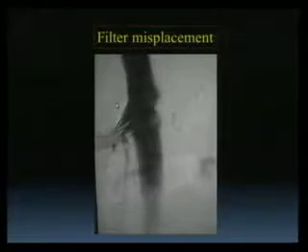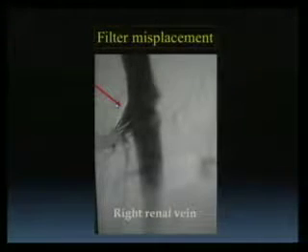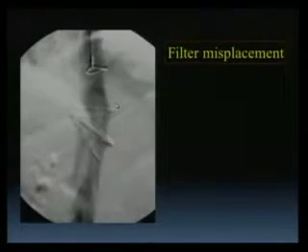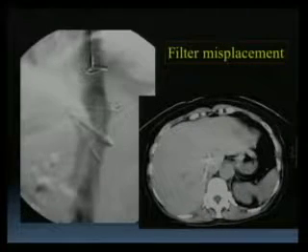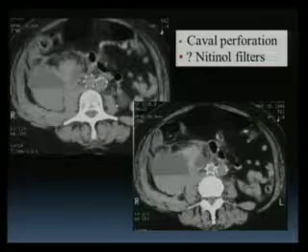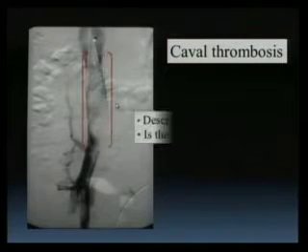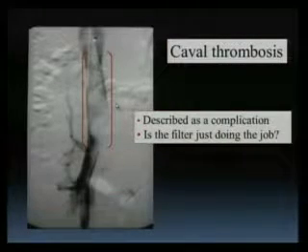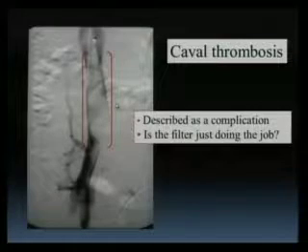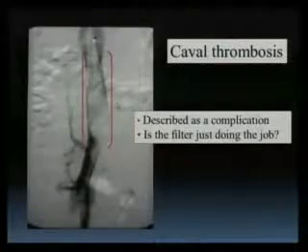This is a picture of misplacement. You would see that if you're not careful, you could misplace it into the renal vein. Another one, a tilted filter that is misplaced and then causing some injury to the liver. And the filter tilting is insufficient protection. This one is tilted initially, and then the filter was placed in a higher location, a better aligned filter. And then extreme complications, caval perforation with large hematoma and caval thrombosis. Is this a complication, or is this evidence that the filter is just doing its job? It could be viewed the other way.